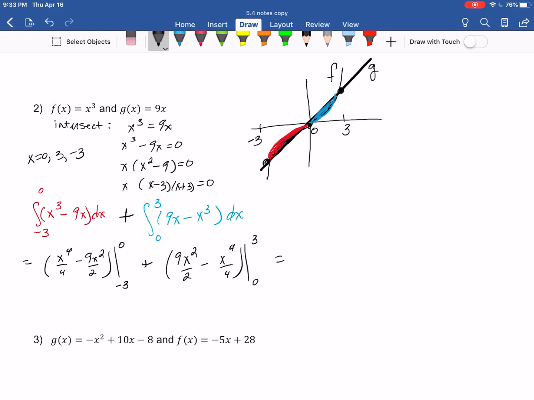And if you work them out, you're going to get a total answer equal to, we'll go in 2 pieces, 20.25 plus 20.25 for a total area of 40.5 square units. That's going to be both pieces combined.